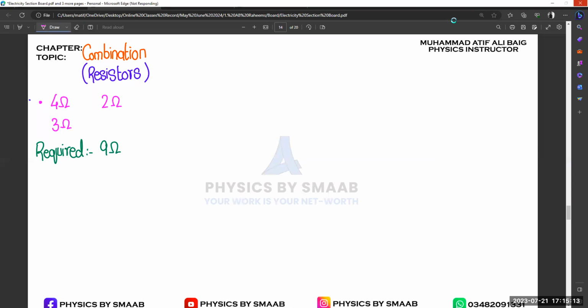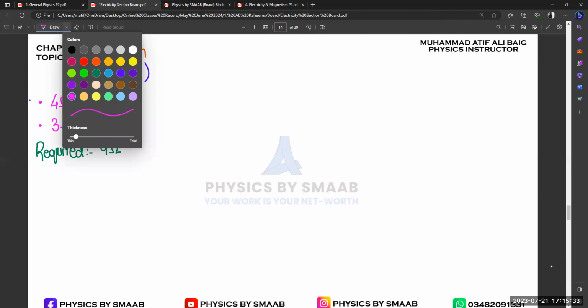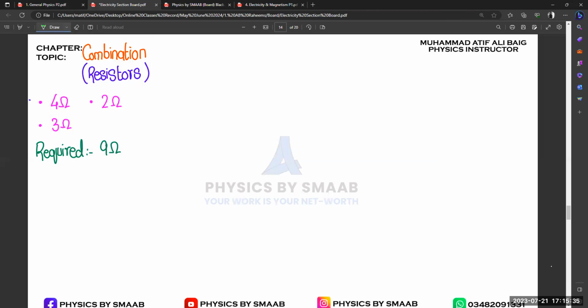We have a 4 ohm resistor, a 3 ohm resistor and a 2 ohm resistor, right? But we need to connect a 9 ohm resistor. So what we need to do, let's suppose we simply add them mathematically, it will be equal to 9 ohm. But the problem is, you already know the symbol of a resistor: a rectangle with two terminals on the right and left.